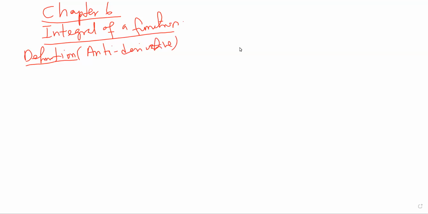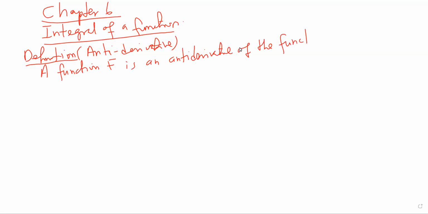The definition for antiderivatives is: if you have a function big F, then we say that this is an antiderivative of the function small f if the derivative of this big F is equal to f of x.